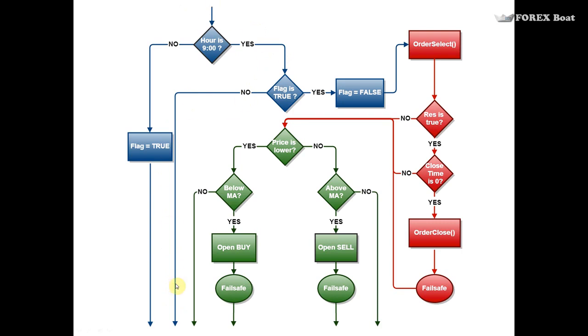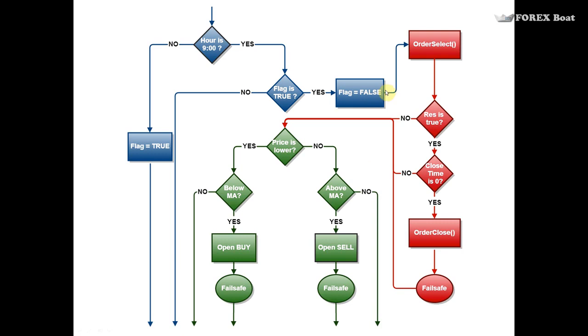So only the first tick will go down this way, and it will set the flag to false, and then all of this will be executed, but only for the first tick. And that is good because we only want to execute our strategy once at 9 o'clock, not 1,000 times.